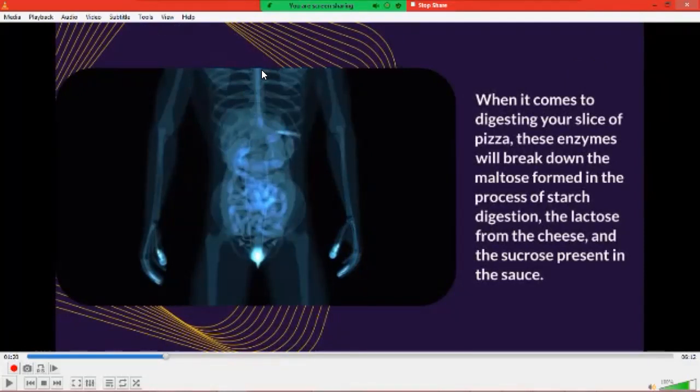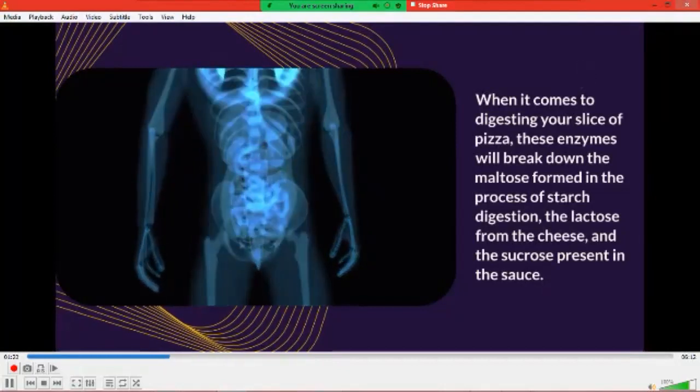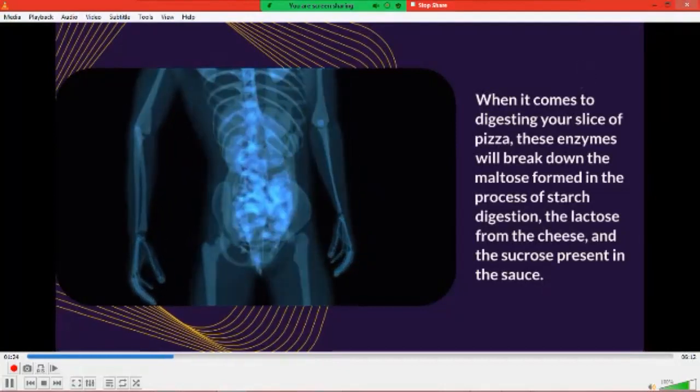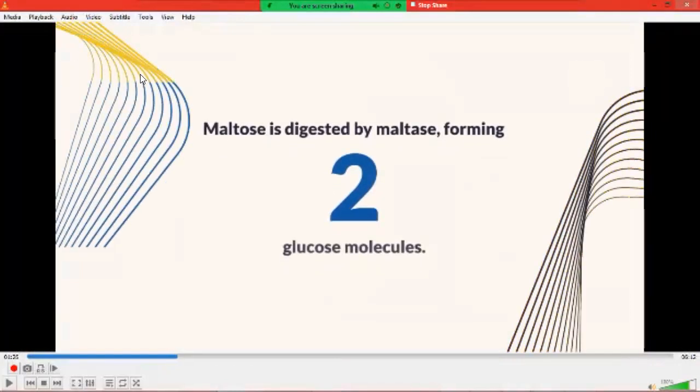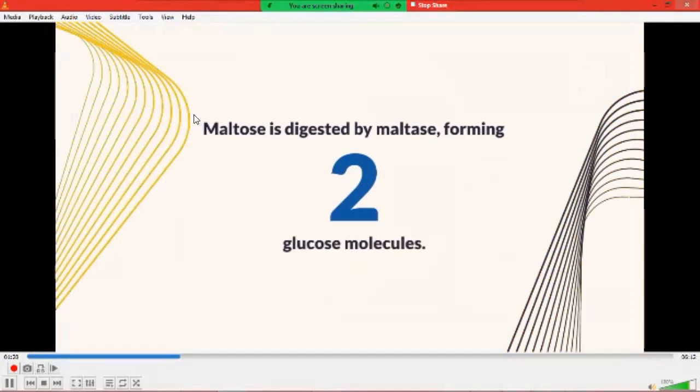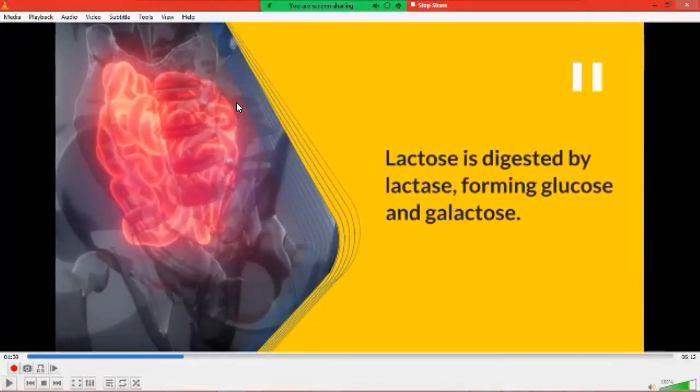I think I've already explained this point. Enzymes break down maltose formed from starch digestion, lactose from cheese, and sucrose present in sugar. Maltose is digested by maltase, forming two glucose molecules. Lactose is digested by lactase, forming glucose and galactose.